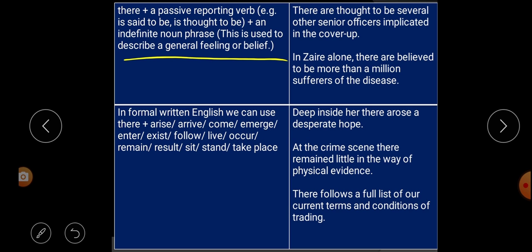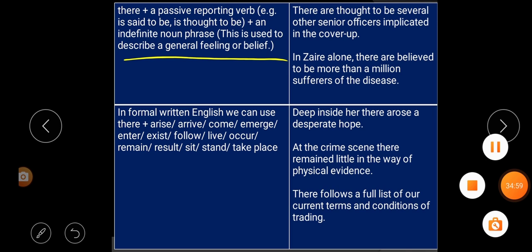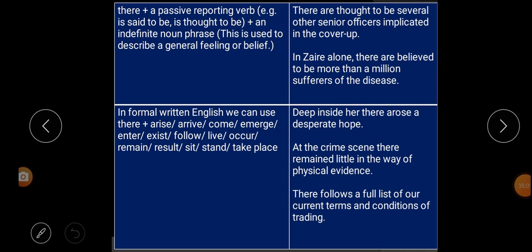Second last rule: there plus a passive reporting verb, for example is said to be, is thought to be, plus an indefinite noun phrase. This is used to describe a general feeling or belief. Let us look at an example. There are thought to be several other senior officers implicated in the cover up.